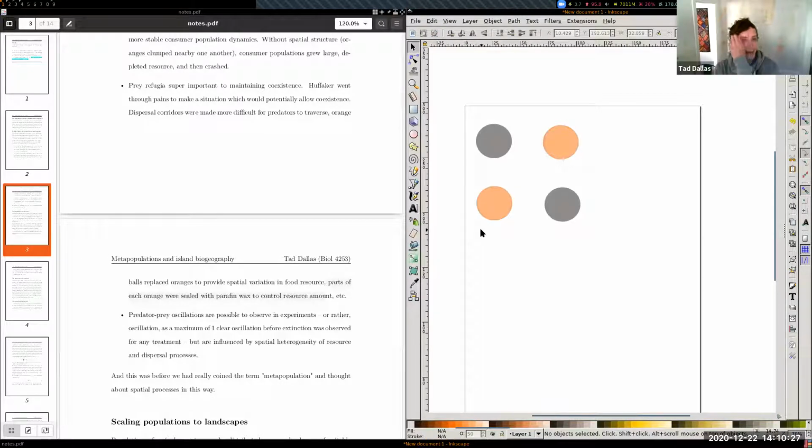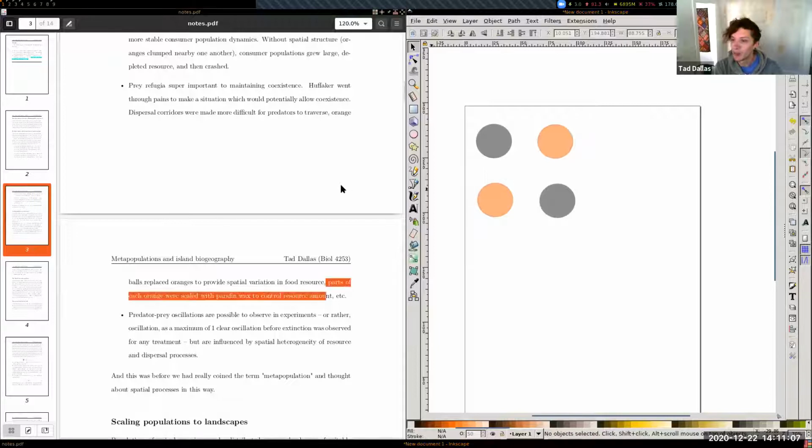Yeah, to basically just limit the amount of resource that was there. And he observed, after he incorporated this insane amount of variations, all these experimental manipulations, one predator-prey oscillation before it crashed. And that was considered a success. But what it really shows is that spatial variation and understanding the spatial structure and then the dispersal among the patches can really influence observed persistence and observed population dynamics. So space is really important.